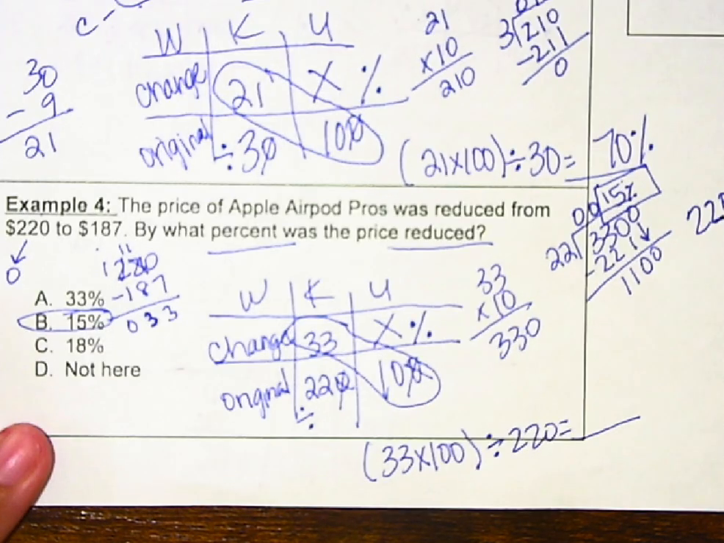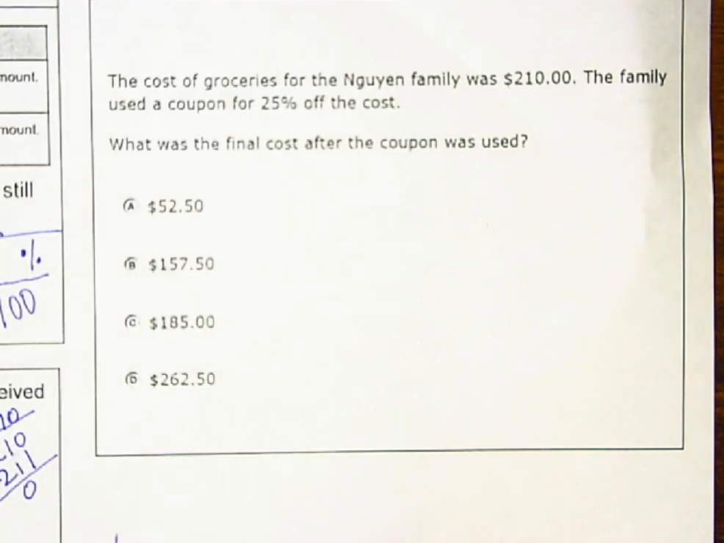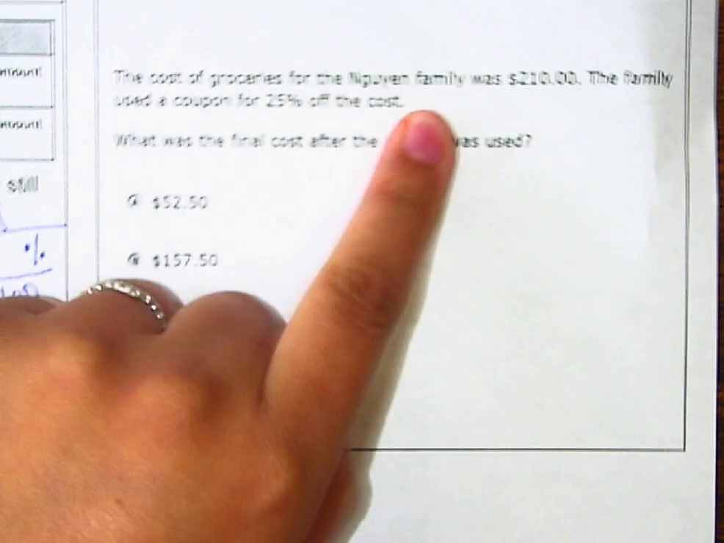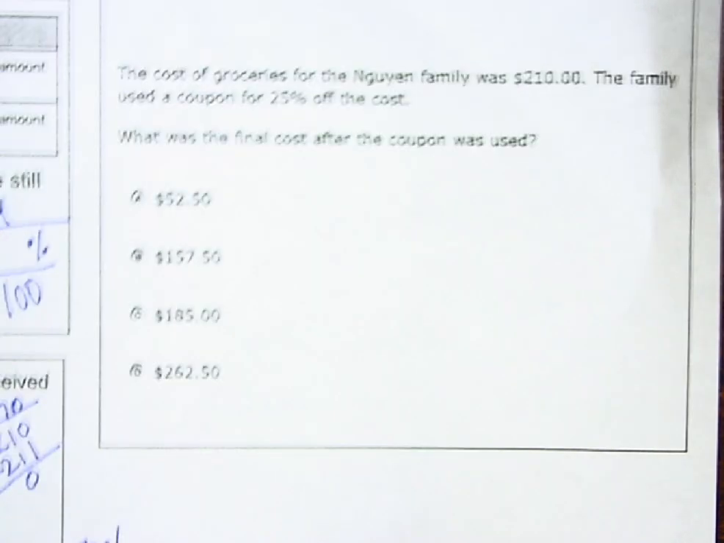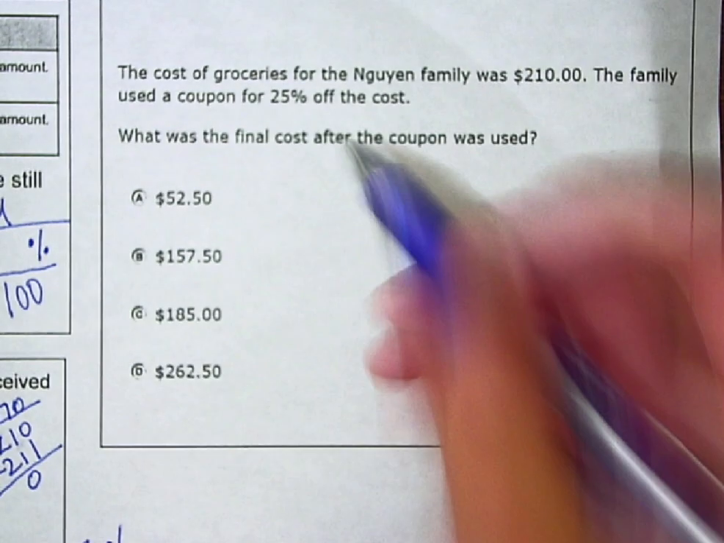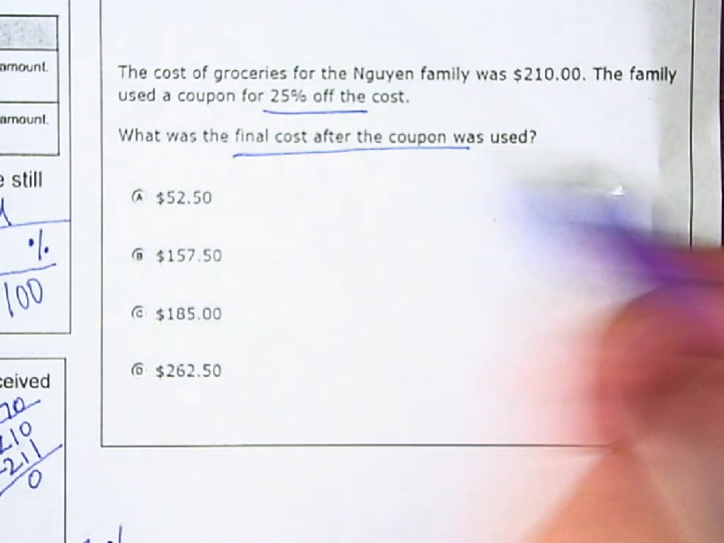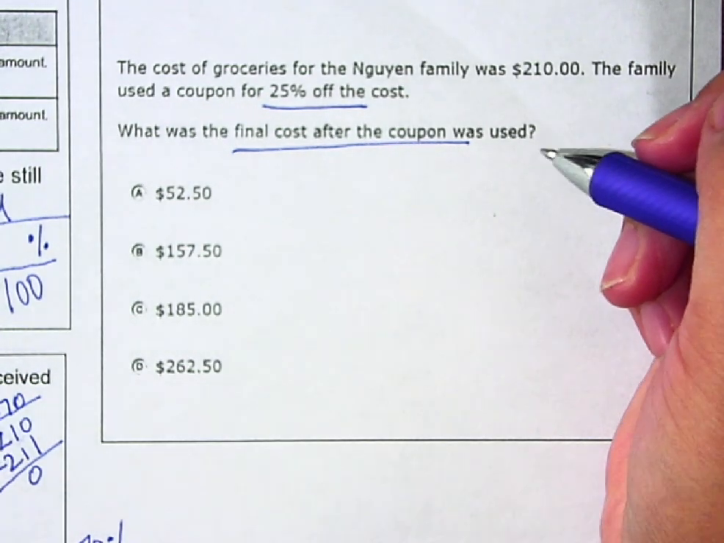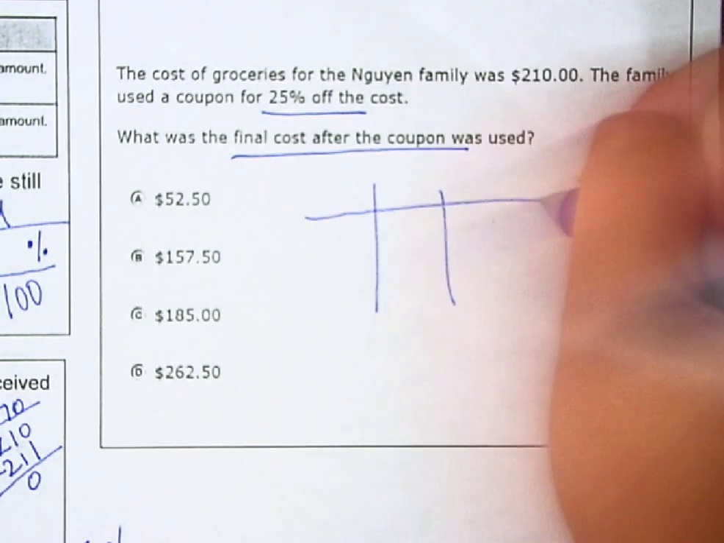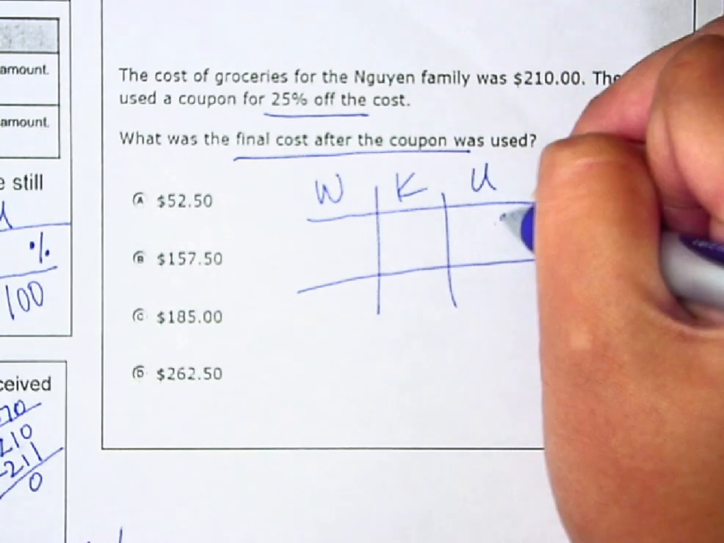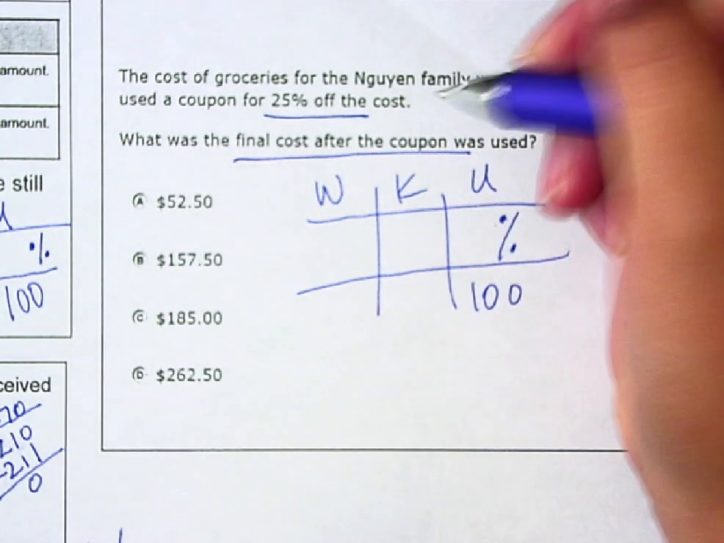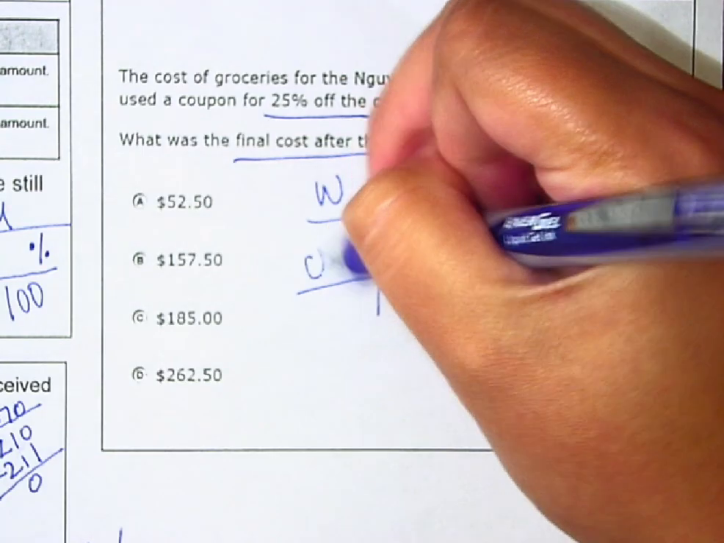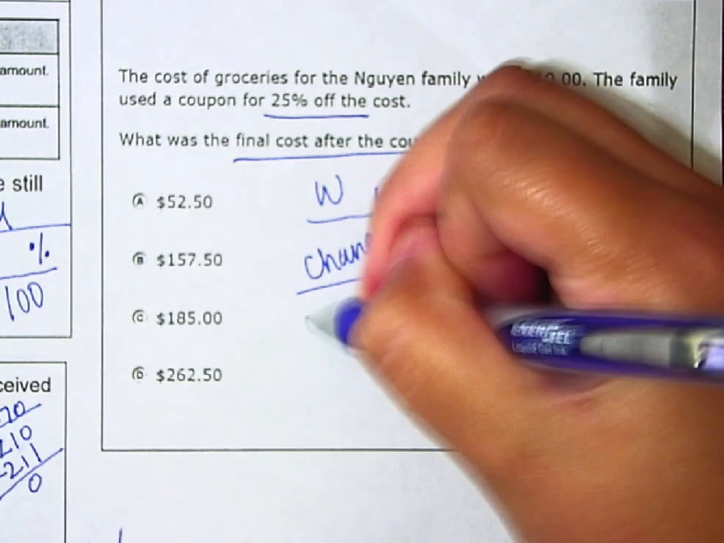Okay. All right, the last one you are going to do, it says the cost of groceries for the family was $210. The family used the coupon for 25% off the cost. What was the final cost of her coupon? So this one you're gonna have to work it just a little bit differently. I'm gonna go ahead and just set it up for you. We're gonna write WKU, percent over 100, your change over original.